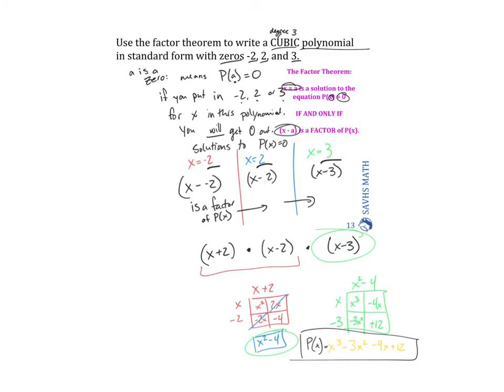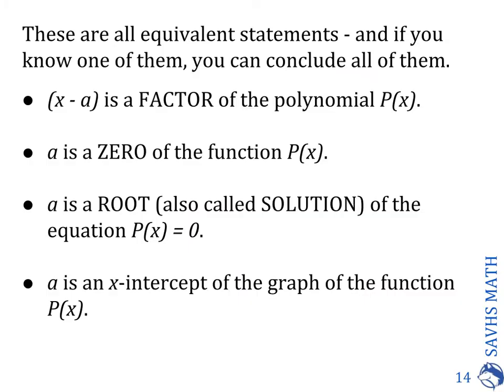And then when we had the factors, we could multiply them out to get a polynomial that has the answers that we want it to have. This is like a lot of words on this slide, so I get it. But if you know any of these things, there's 4 things on the slide. If you know one of them, then you can conclude all of them.